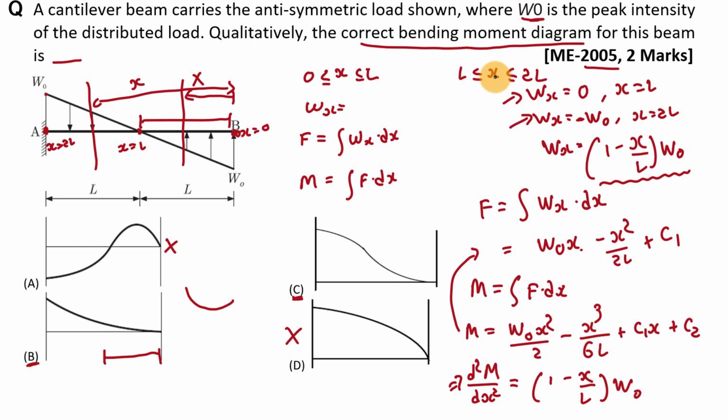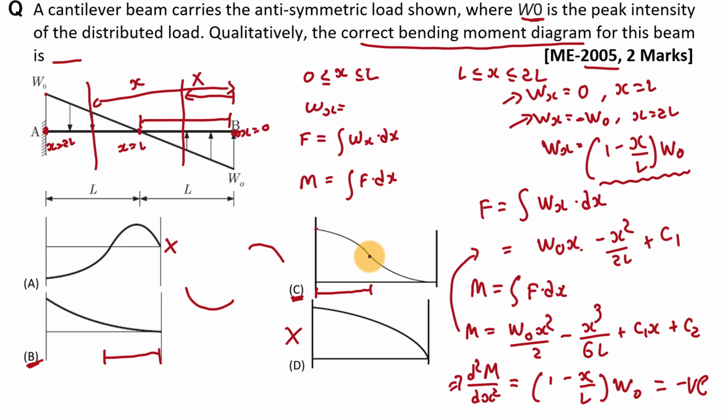Now we have to put a value of x anything between L and 2L. And if you put any value between L and 2L in this expression, then you will get this value negative, right? Here we are getting d square M by dx square negative in this second interval, means the curvature of this bending moment diagram will be in the downward direction. So it will be something like this. And here we have these two options, B and C, right? And in option C, you can see that in this interval, this curvature is in the downward direction. So here our answer will be option C, and the bending moment diagram will be something like this.